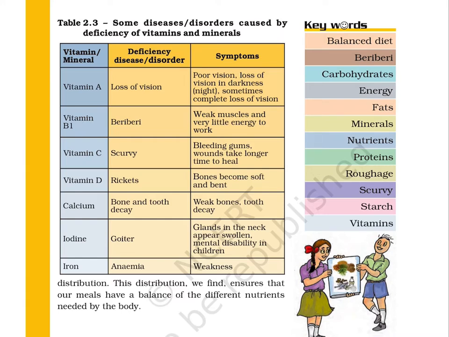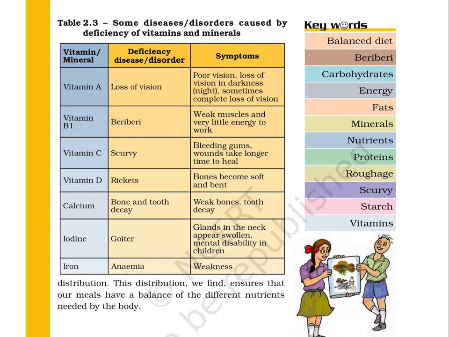There are 3 columns in the table. One is vitamin or mineral, second is deficiency disease or disorder, and the third one is symptoms. Vitamin A, deficiency disease or disorder, loss of vision. Symptoms are poor vision, loss of vision in darkness, night, sometimes complete loss of vision. Vitamin B1, deficiency disease or disorder, beriberi. Symptoms: weak muscles and very little energy to work.